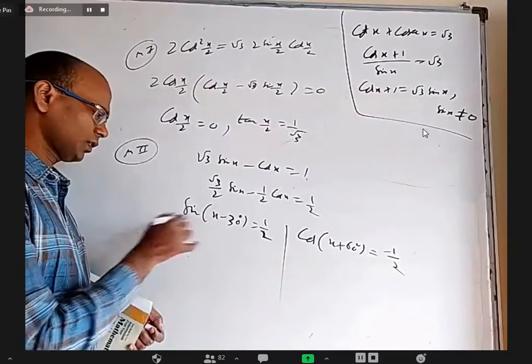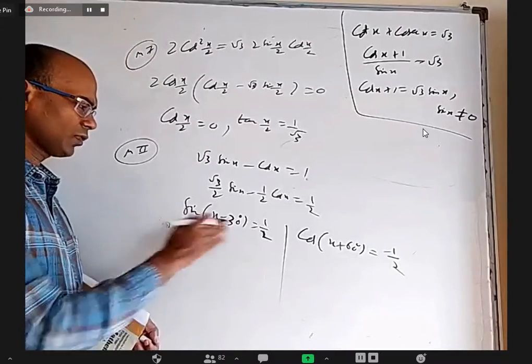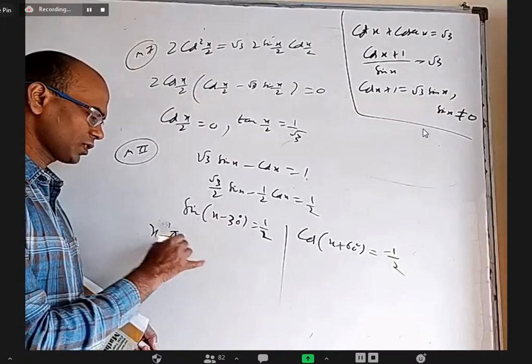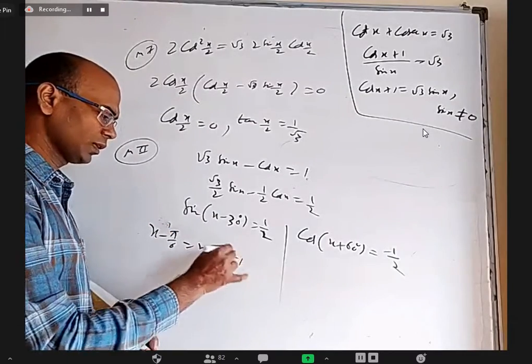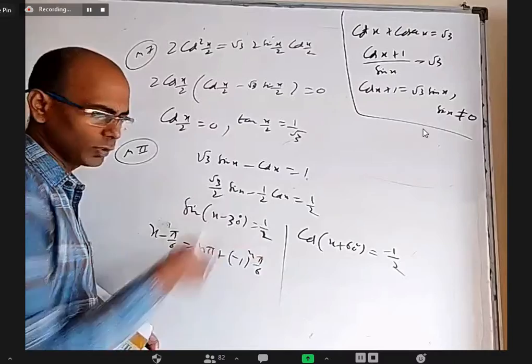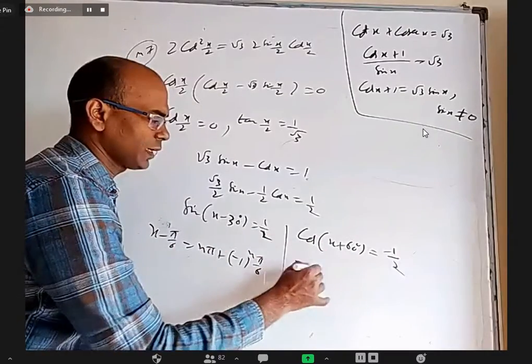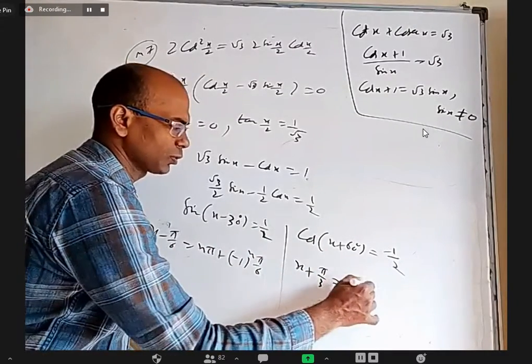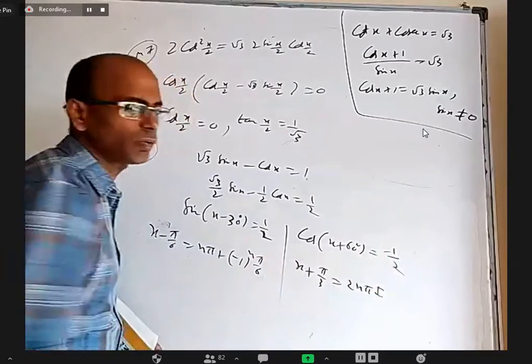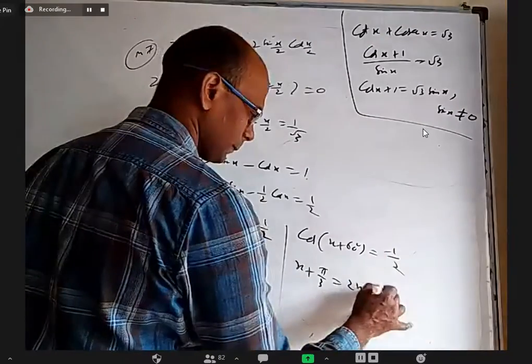So you can write this in degrees if you want: x minus pi by 6 equal to n pi plus minus 1 whole power n into pi by 6. Either you do it this way, or you can write x plus pi by 3 is equal to 2n pi plus or minus, this is cos 120, 2 pi by 3.